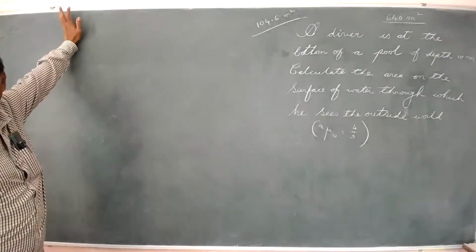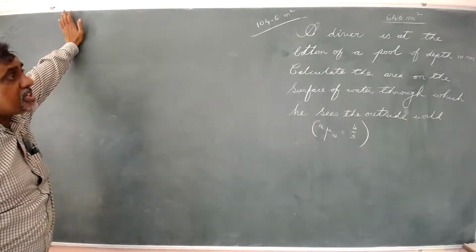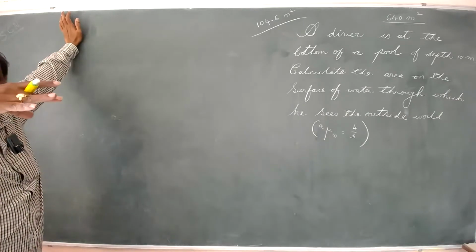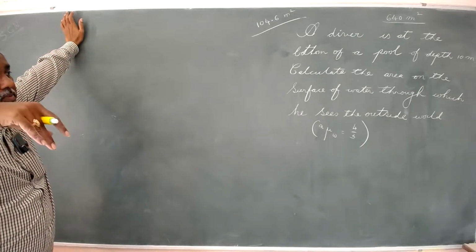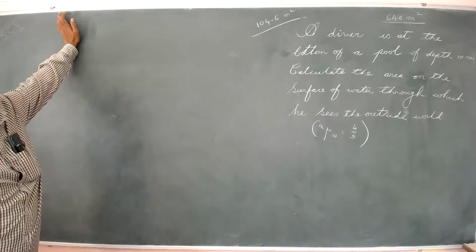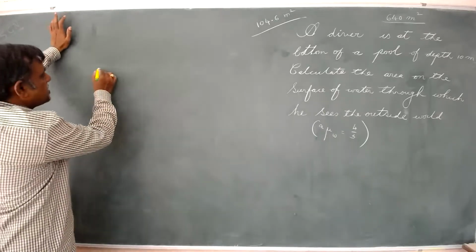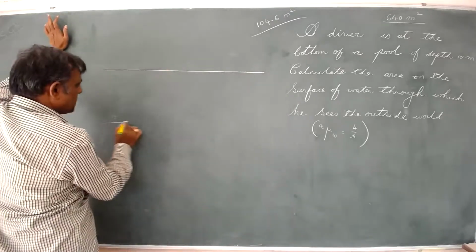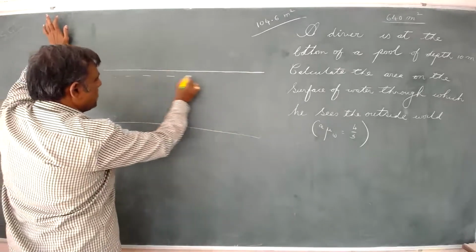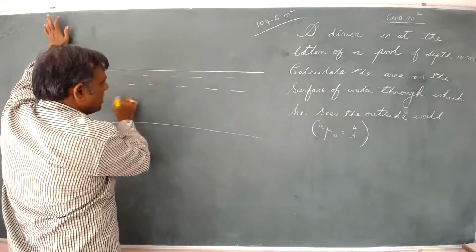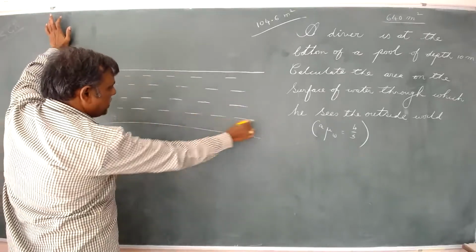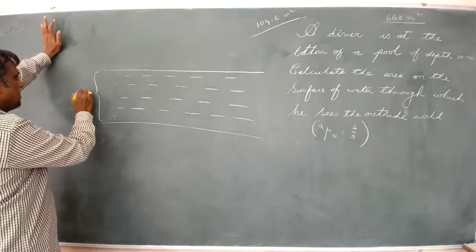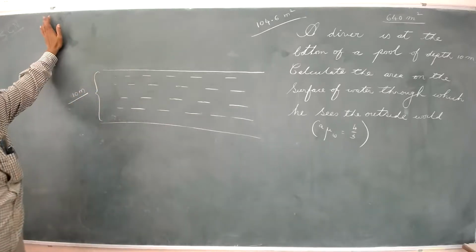Now look at this. I will solve this problem. A diver is at the bottom of a pool of depth 10 meters. Calculate the area on the surface of water through which he sees the outside world. Now this complete region is water, and the depth is 10 meters.